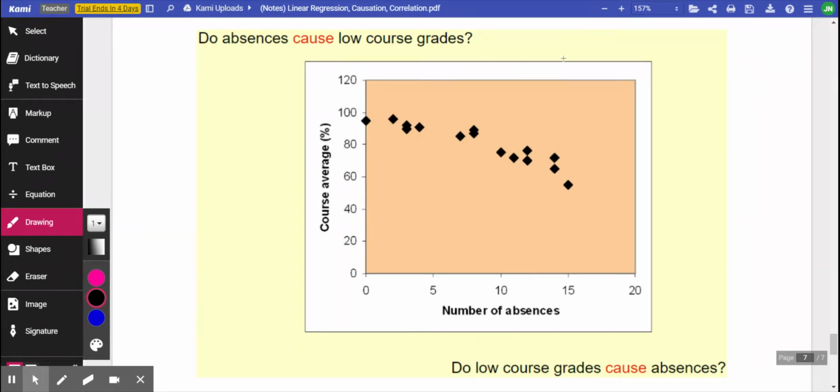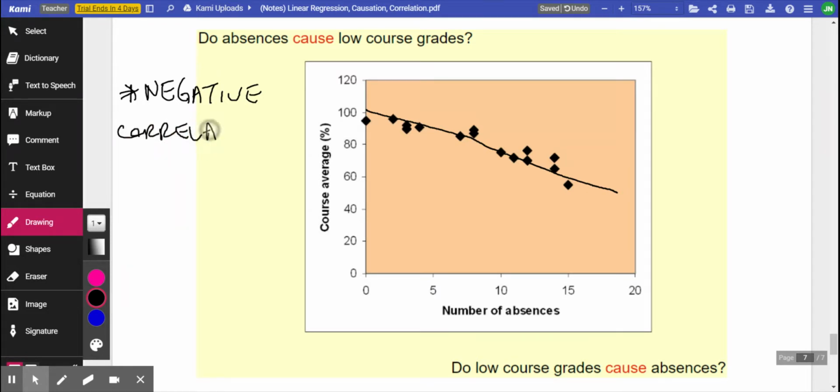Do absences cause low grades? So let's look at this. So we can see the course average. If I draw a line of best fit, I want to make sure I draw a line that connects these points as closely as possible. So there's my line of best fit. Now let's look at the correlation. The correlation is negative because the slope of the line is going down. So negative correlation.